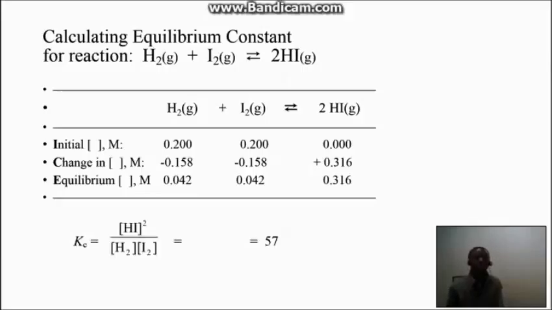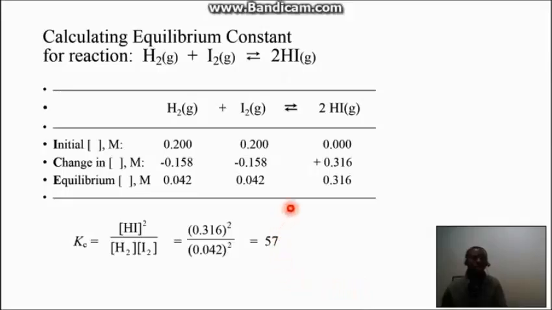From the equation, we see that the coefficient is 1, the coefficient is 1, and the coefficient is 2. So the reactants should be the denominator, and the products should be the numerator. The products are at the top, the reactants are at the bottom. So when you get your equilibrium expression, now you substitute with numbers, you plug in the numbers.